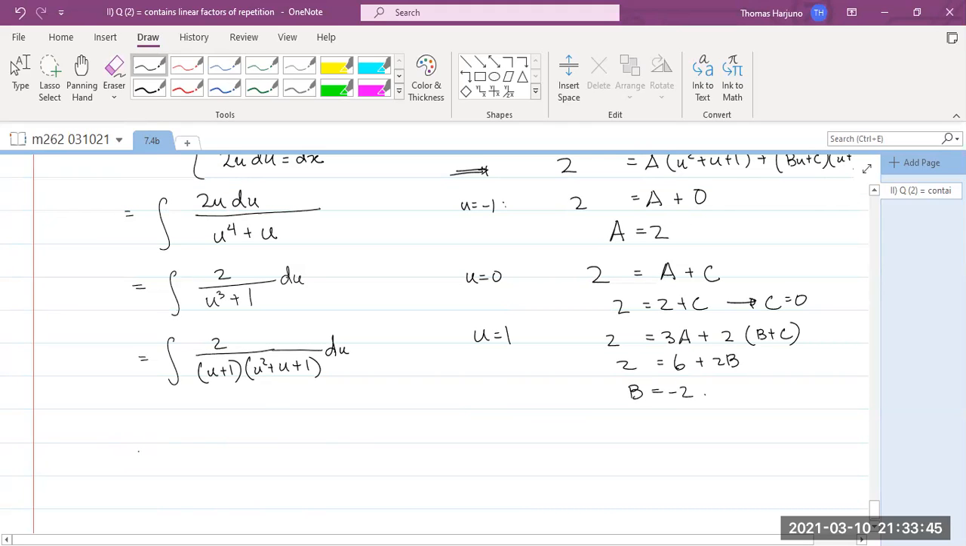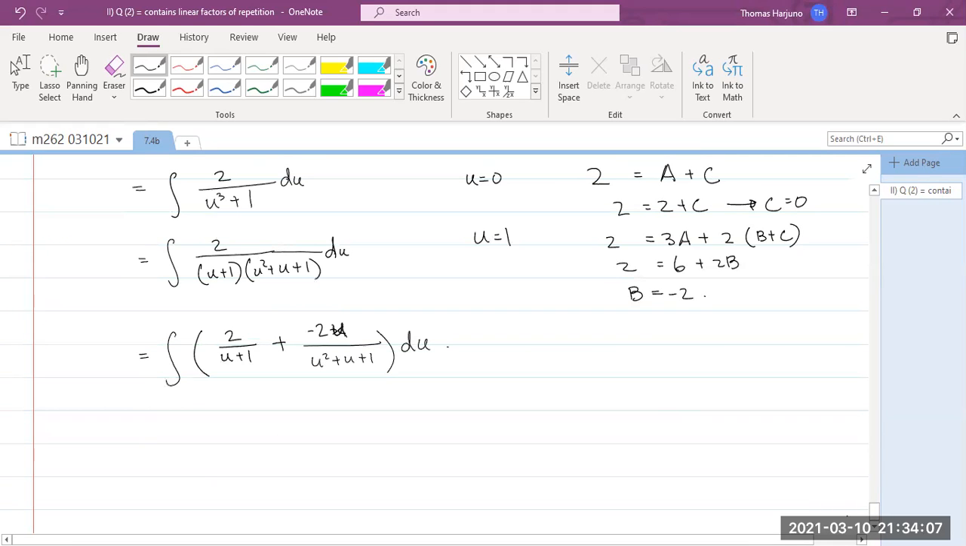So now this integral becomes the integral of 2 over u plus 1 plus -2u, I'm sorry, -2u over u squared plus u plus 1 du. Let me move the negative here. So far, am I okay?